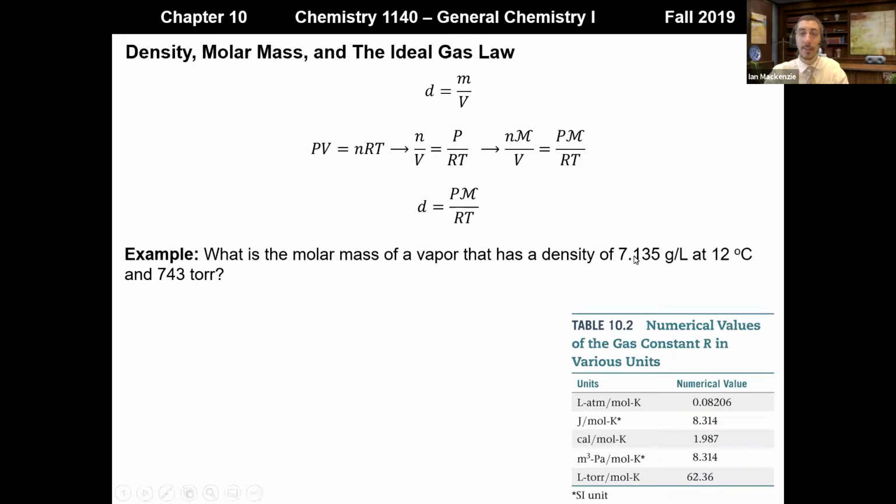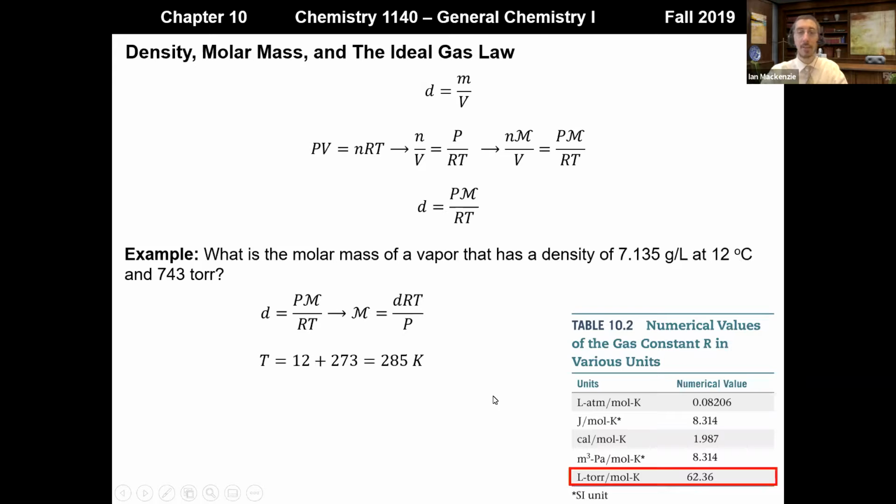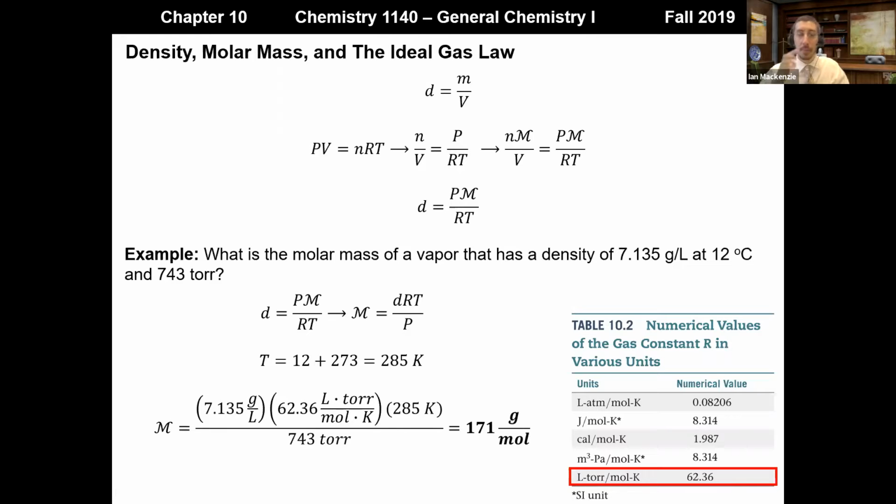So I know the density, I know the temperature, and I know the pressure. I simply rearrange to solve for the molar mass, and get molar mass is equal to the density times the gas constant times temperature divided by pressure. Then I substitute those values in after converting temperature to Kelvin, and using the appropriate gas constant because of my units of pressure in torr. And I'll come out with a molar mass of 171 grams per mole.